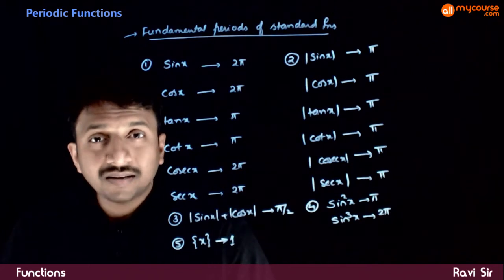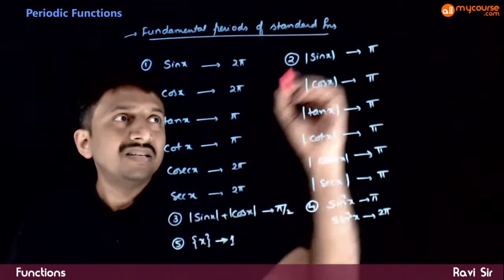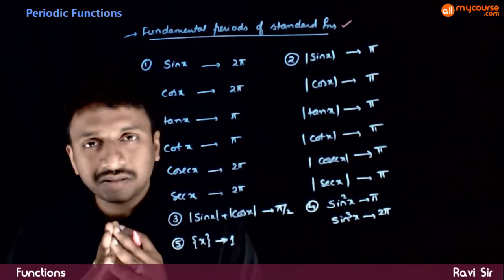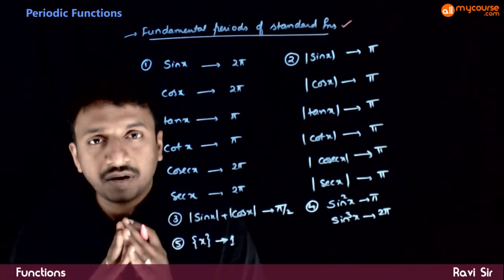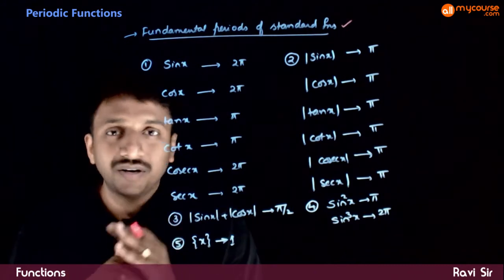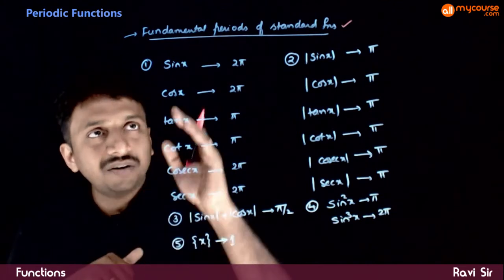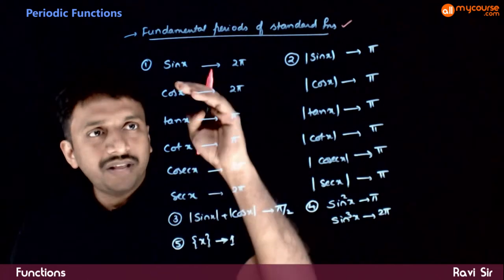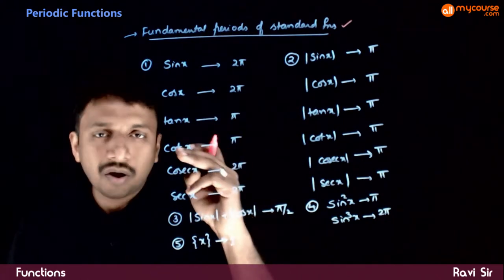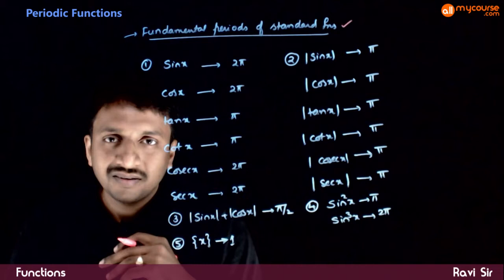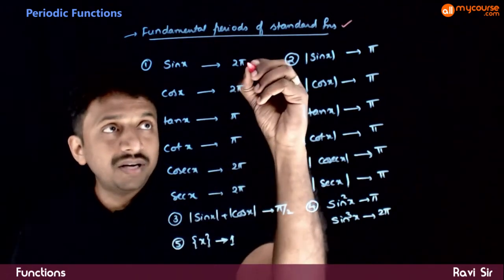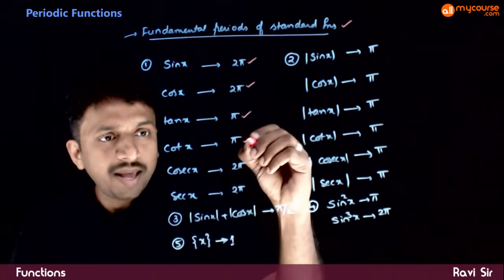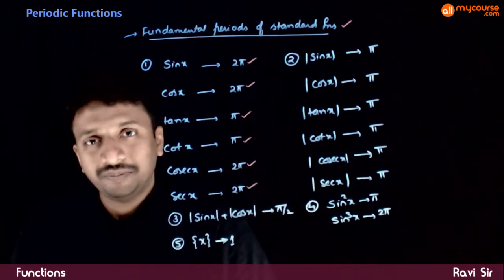So now let us look at the fundamental periods of some very standard functions. Whenever you think of periodic functions, the most notable periodic functions that come to mind are trigonometric functions. Trigonometric functions are the most famous periodic functions. So if you take sine, cos, tan, cot, cosecant, secant, the fundamental periods of these functions are 2 pi, 2 pi, pi, pi, 2 pi, 2 pi.